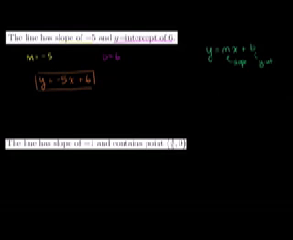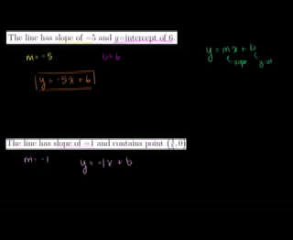Let's do this next one over here. The line has a slope of -1 and contains the point 4/5, 0. So they're telling us the slope of -1. So we know that m is equal to -1. But we're not 100% sure about where the y-intercept is just yet. So we know that this equation is going to be of the form y is equal to the slope -1x plus b, where b is the y-intercept.